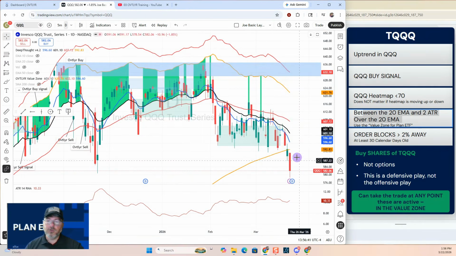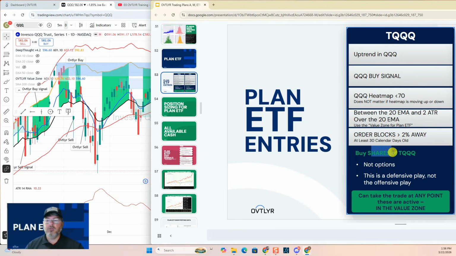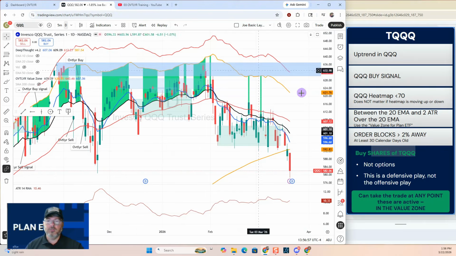So if the current price was up in this area, we would be affected by order blocks for this particular signal. And again, you would find Chris trading shares of TQQQ as opposed to TQQQ itself. And remember, he's going to take this trade at any point that it's inside the value zone. Okay, now we didn't even get through the very first signal when considering trading a leverage ETF called TQQQ.